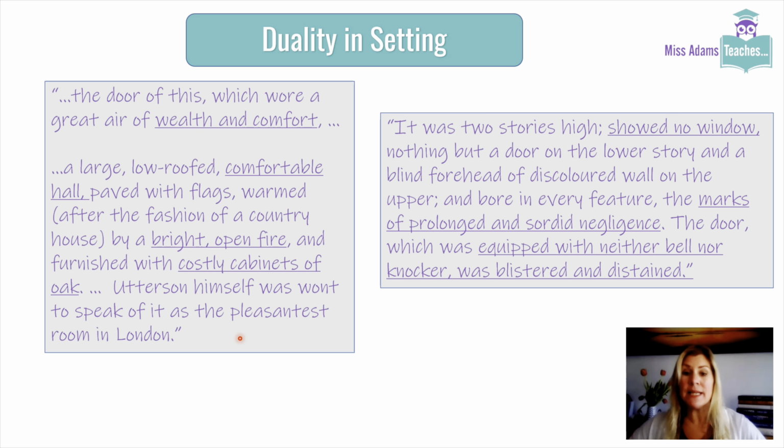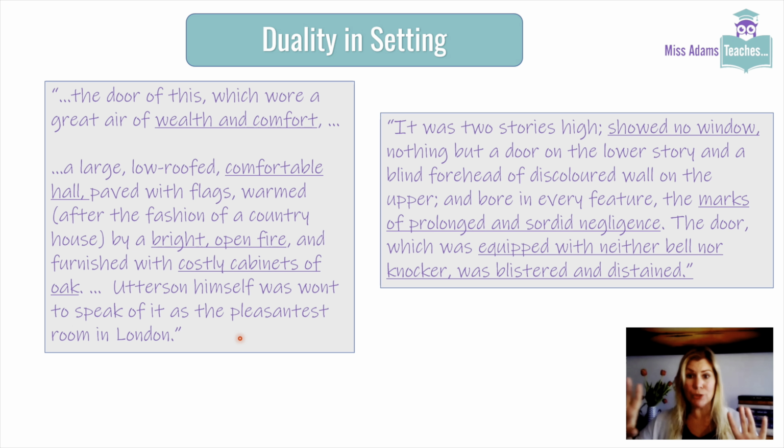The house is a symbol for Jekyll's identity, and the two opposing descriptions are a representation of duality. Yeah, it's not just this bit is Jekyll, this bit is Hyde. It's actually the house is Jekyll, and Jekyll holds both of these aspects. Now, there's a really clever place that you can take this to.